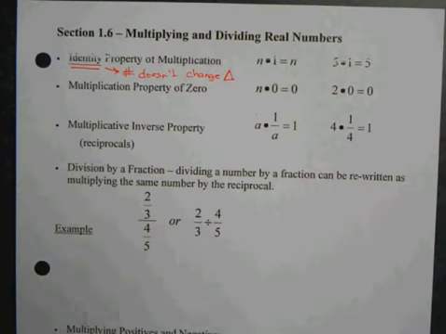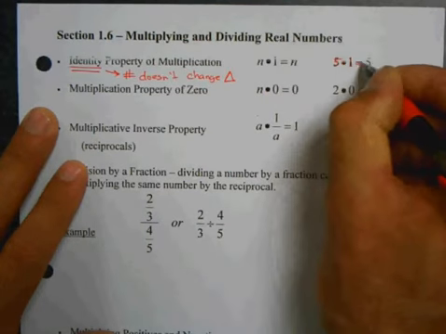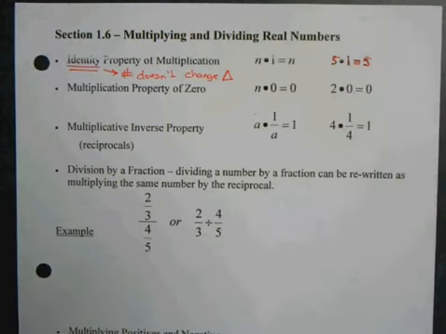So here's our example. 5 times 1 equals 5. Start with a 5, you end with the 5. The reason is the identity property of multiplication.